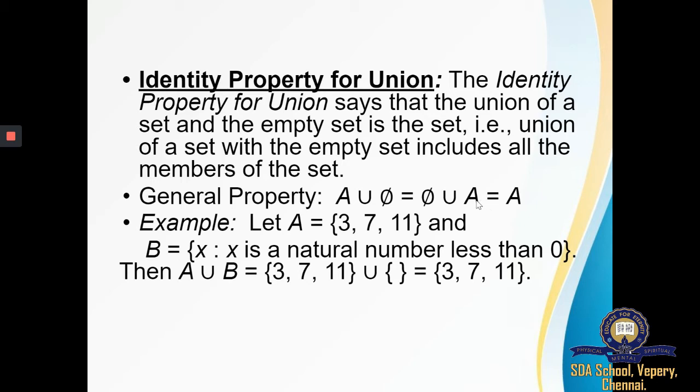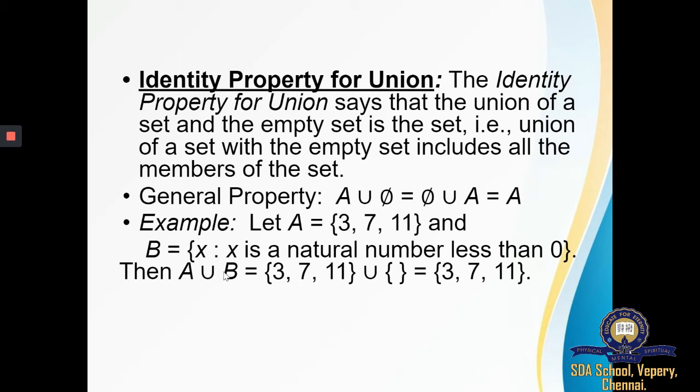I hope you can understand, but let's try to understand this better with the help of an example. So what is given to me? Example: let A be a set which consists of elements 3, 7 and 11, and B be a set such that B = {x : x is a natural number less than 0}. Natural numbers itself start from 1, so it is not possible to have any natural number which is less than 0, right? So B is a null set.